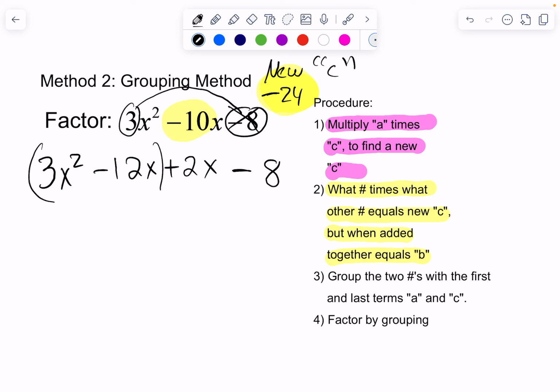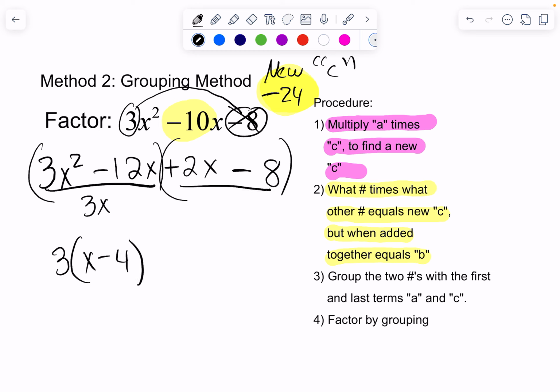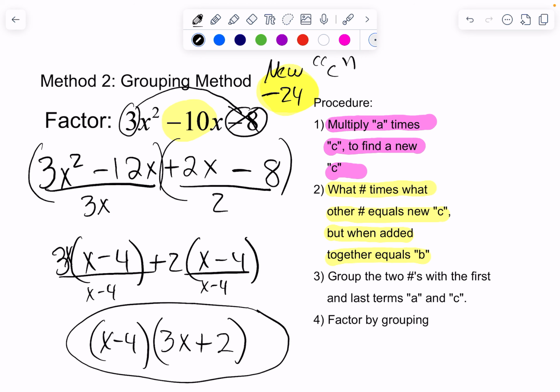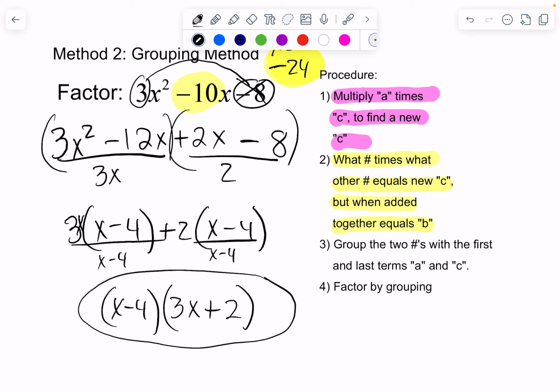Now we're going to go ahead and group it. We know how to group. Factor out my 3x, leftover of x minus 4. When I factor out a 2 here, I create my identical binomial of x minus 4. And now I can group these by factoring out the common factor of x minus 4. And I'm left with a 3x plus 2. And that's a surefire way. You never have to worry about the imaginary factor in this particular case, and you're done.